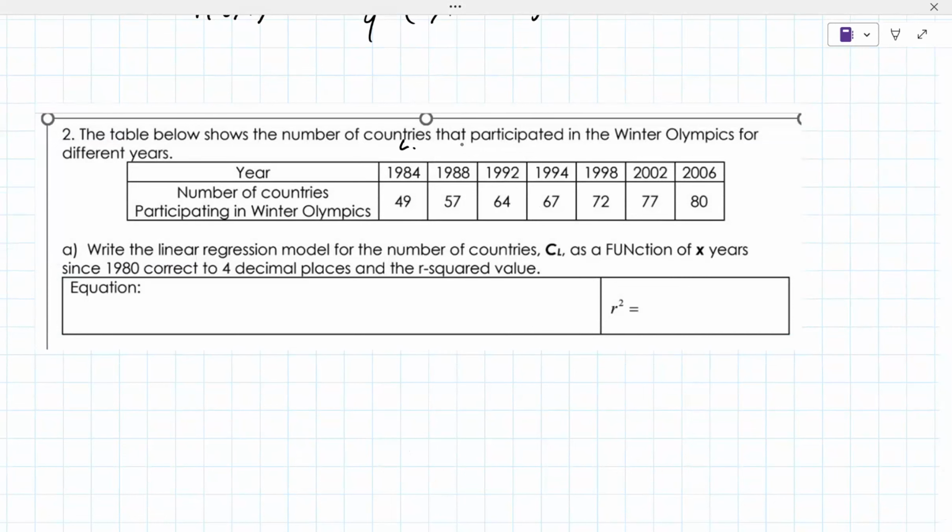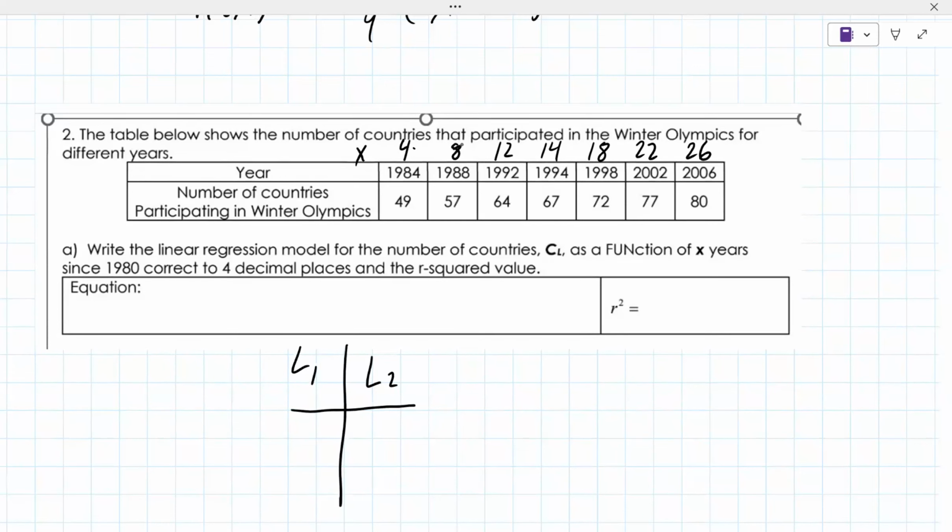So the years are 4, 8, 12, 14, 18, 22, 26. Yeah, I put the 4, 8, 12, 14, 16, 22, 26. So in L1 and L2, you're putting your X and your Y values. Actually, for 1998, I put 16. I don't know why they jumped, but they did.